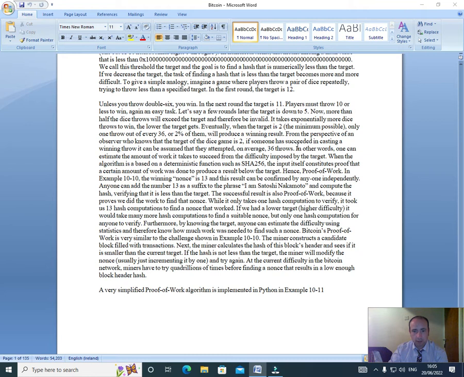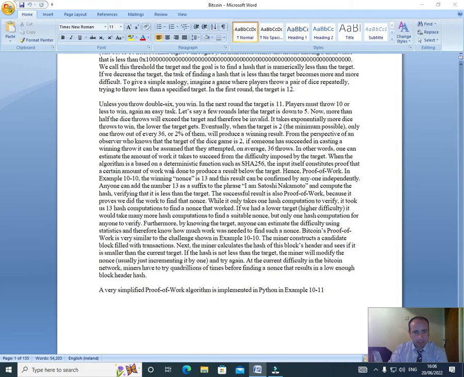From the perspective of an observer who knows that the target of the dice game is 2, if someone has succeeded in casting a winning throw, it can be assumed that they attempted on average 36 throws. In other words, one can estimate the amount of work it takes to succeed from the difficulty imposed by the target.